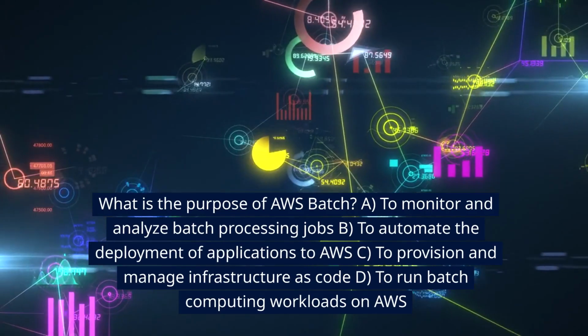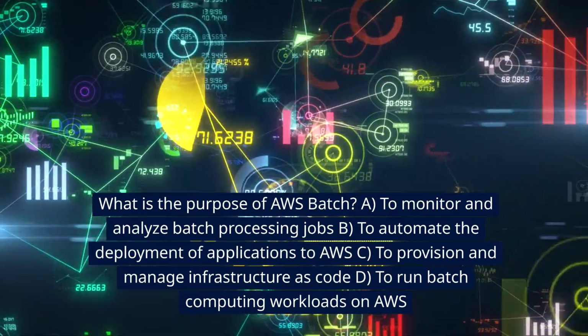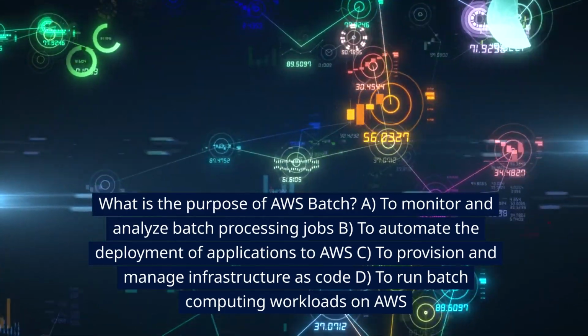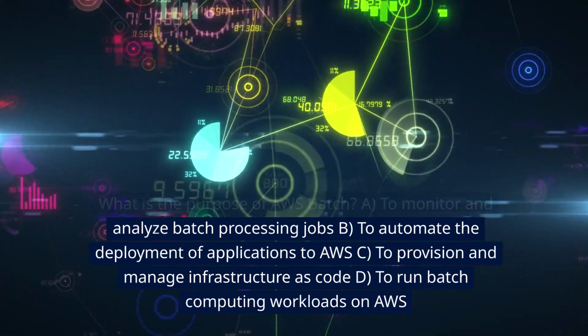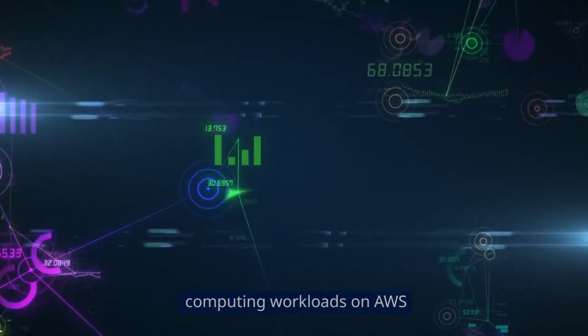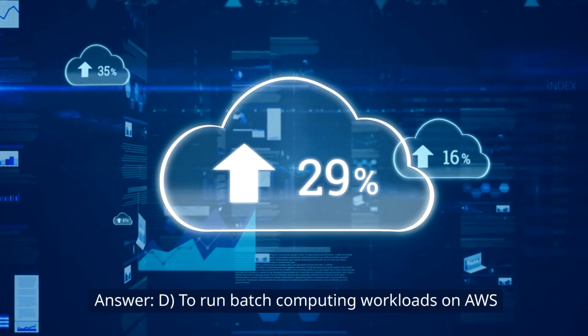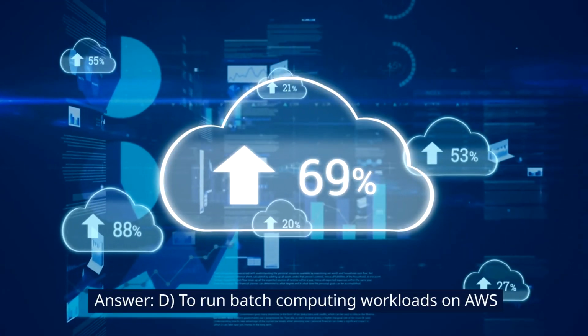What is the purpose of AWS Batch? A. To monitor and analyze batch processing jobs. B. To automate the deployment of applications to AWS. C. To provision and manage infrastructure as code. D. To run batch computing workloads on AWS. Answer: D. To run batch computing workloads on AWS.